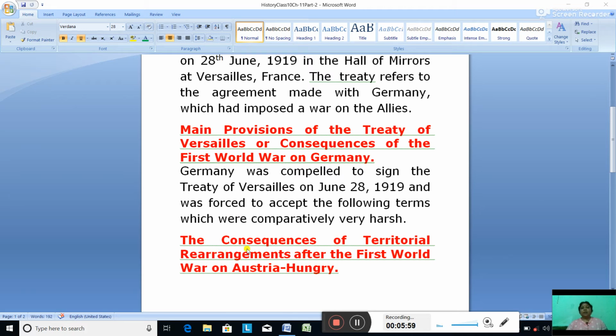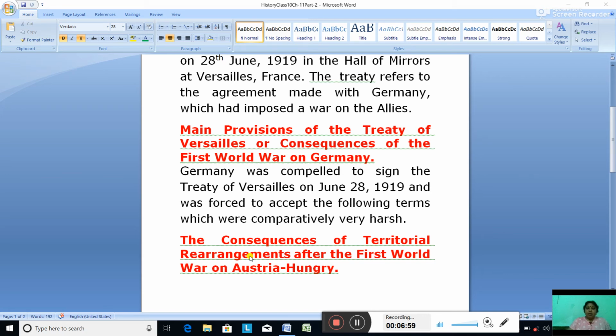The next are the consequences of the territorial rearrangement after the First World War on Austria and Hungary. Here, Austria and Hungary became separate states. The rule of the Ottomans came to an end in Turkey. Czechoslovakia and Yugoslavia emerged as independent states. Germany had to surrender the area of Eupen and Malmedy to Belgium. And the war saw the end of autocratic monarchies in Germany, Russia, and Austria and Hungary. The Tsarist dictatorship in Russia came to an end after the outbreak of the Russian Revolution in 1917.